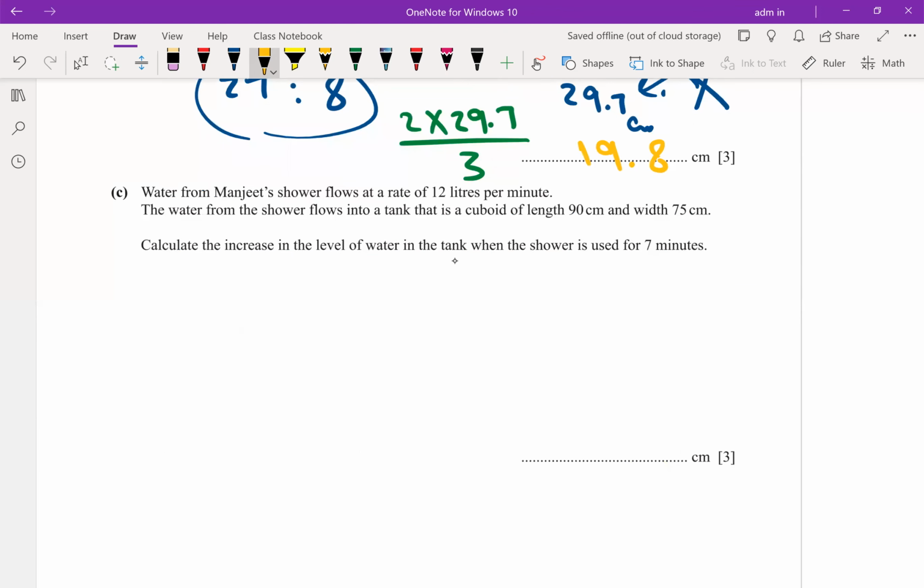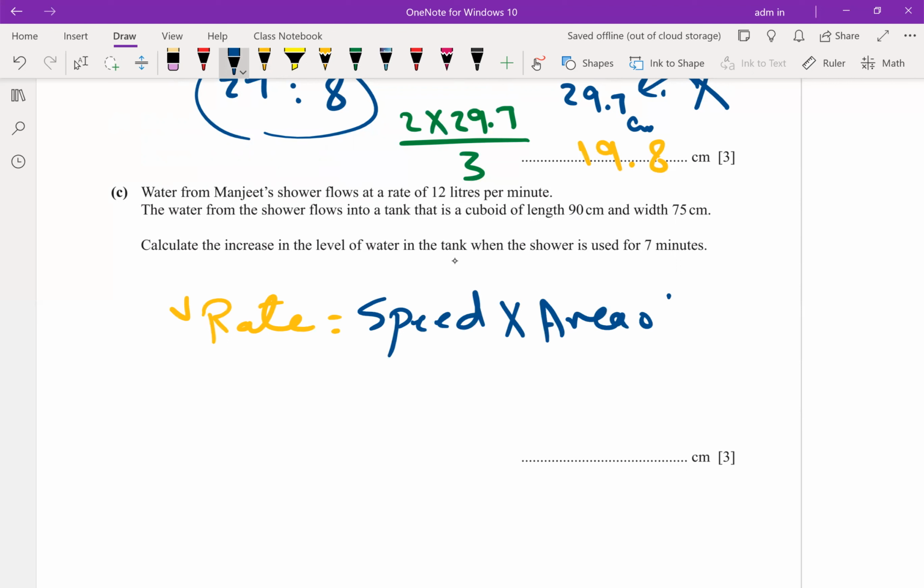Part C. Flow rate. Do you remember the formula? When you have a flow rate, I solved some questions with you in paper 2. How to get the volume rate? Speed multiplied by area of cross section. But here it's given the rate, 12 liter per minute. This is the volume rate, 12 liter each 1 minute.